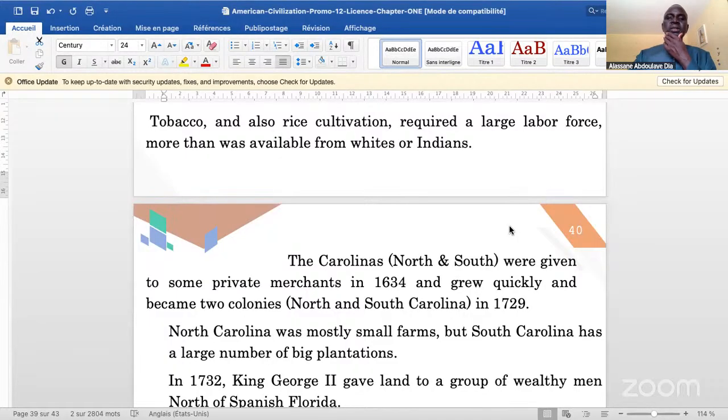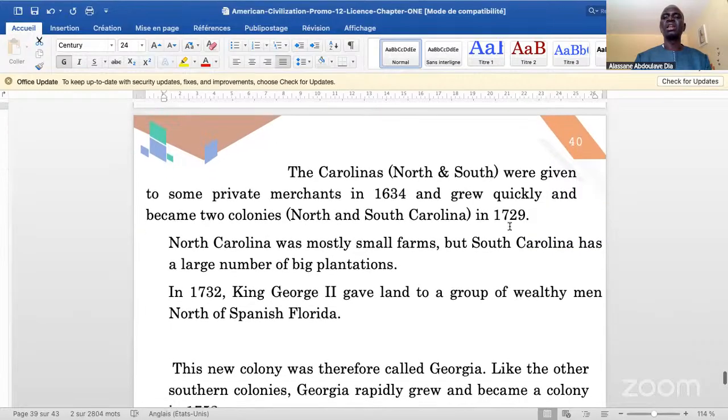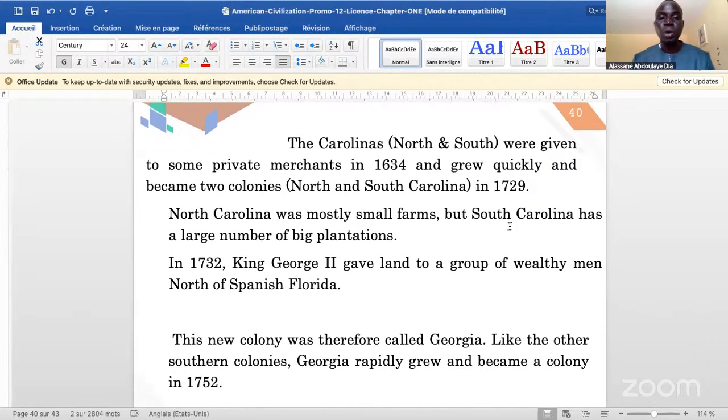So as agriculture was a good business, they had to cultivate tobacco and rice. It means they needed more labor force. Labor force means main-d'oeuvre. And these were whites and Indians. That's what encouraged slavery. Yes, I have to open that parenthesis.